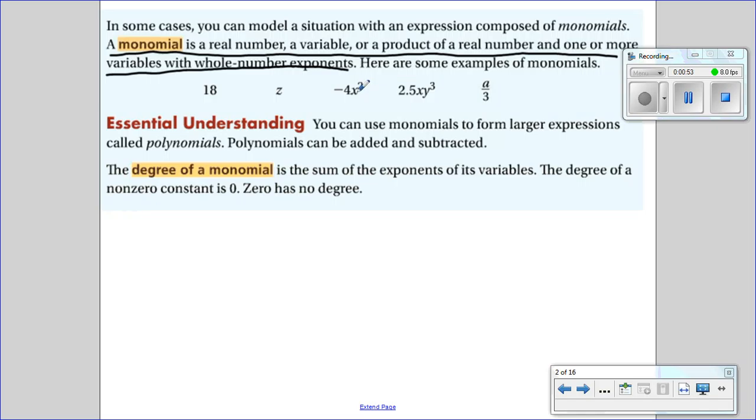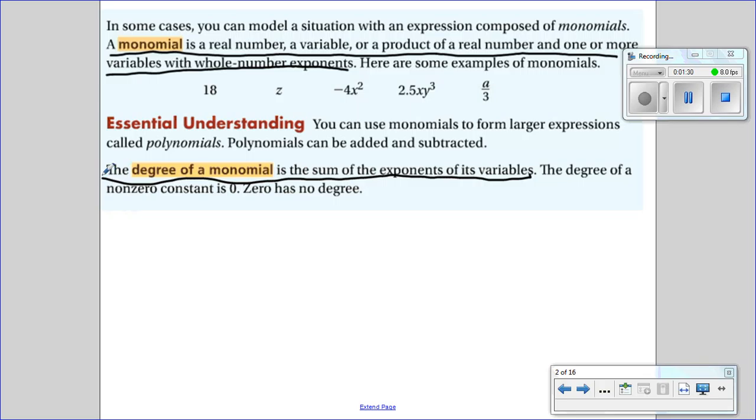A variable divided by a number is a monomial. A number with a variable and an exponent is a monomial. And a number times a couple of variables is a monomial. So monomials can look very different, but they can have numbers and variables that are multiplied by each other. That's what you have to kind of focus on. Each monomial then has a degree. Okay, and the degree is found by taking the sum of the exponents of its variables.